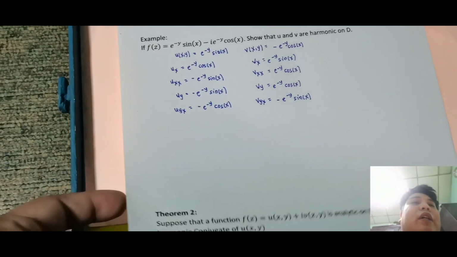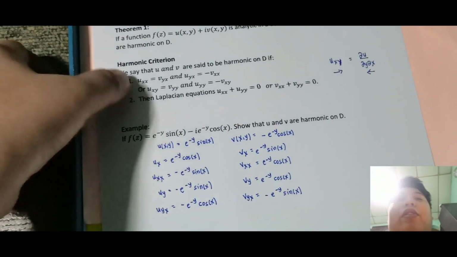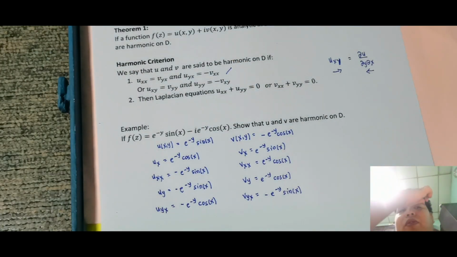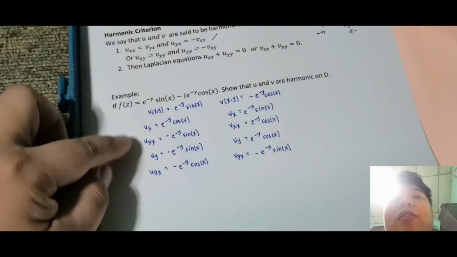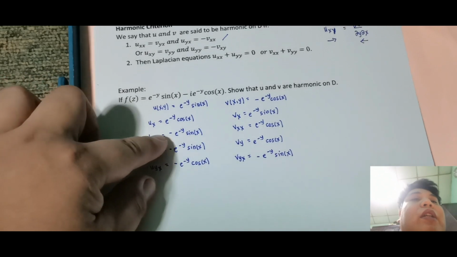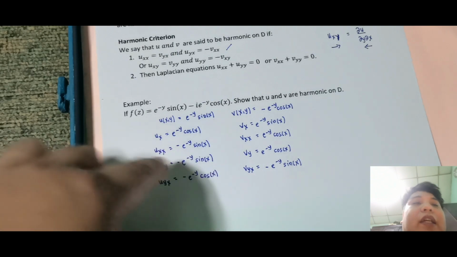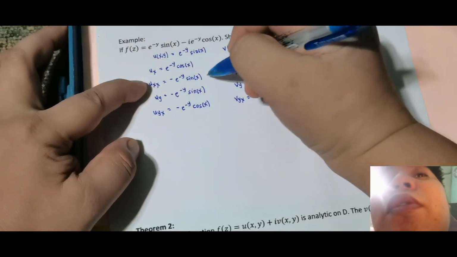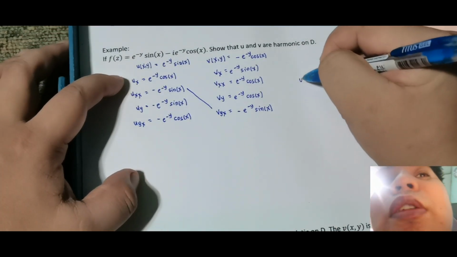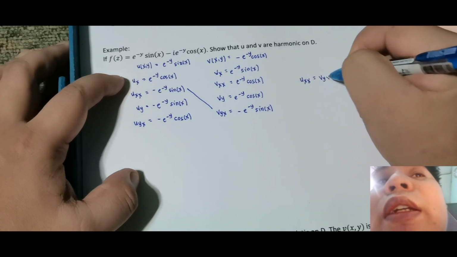Okay, ngayon i-check na natin yung harmonic criterion, yung relationship niya. Ito yung pinili ni sir. Kukunin natin yung partial of u with respect to x. Check natin, partial of u with respect to x is equal to e raised to negative y sin x. Equal ba siya dito? Yes sir, equal. Okay, note itong dalawang ito equal. Note that partial of u with respect to x and x is equal to partial of b with respect to y and x.